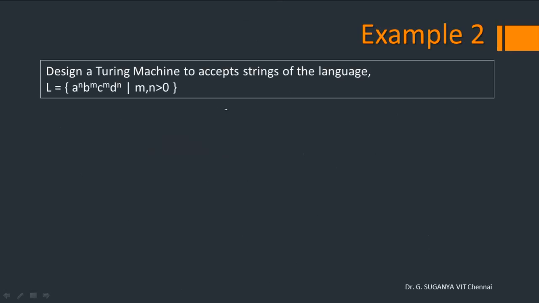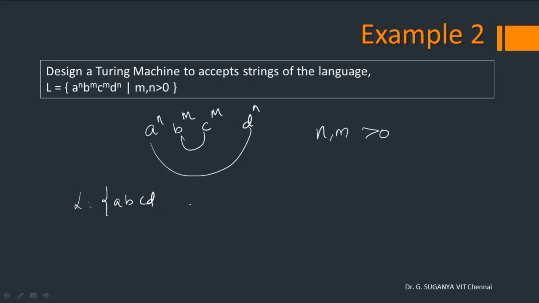Coming to the next example, design a Turing machine to accept strings of the language L = a power m, b power n, c power n, d power m. There exists a concentric structure which we could design using pushdown automata, but the Turing machine is also possible, as it's a superset of pushdown automata. Since m, n greater than 0, the minimal length string will be ABCD, then ABBCCD, and then AABCDD, and it goes on.